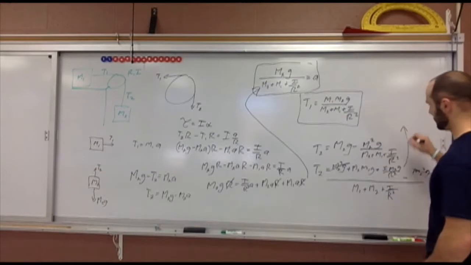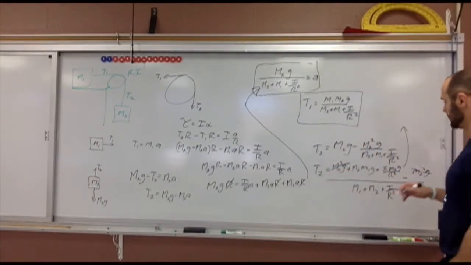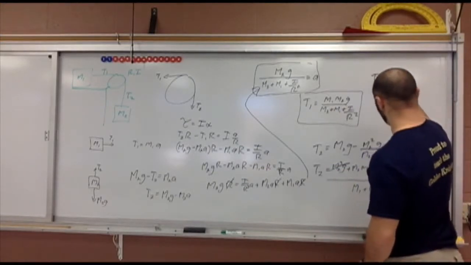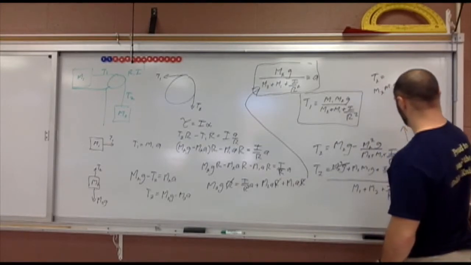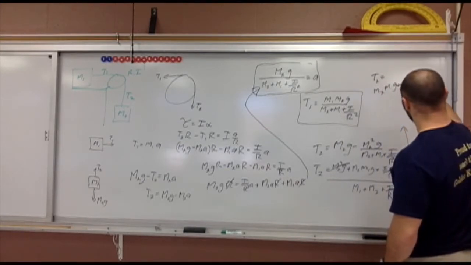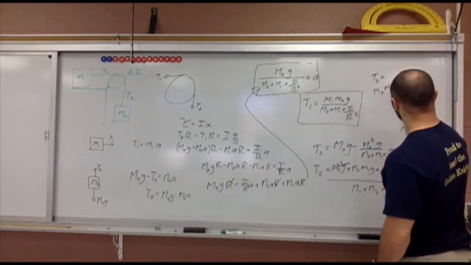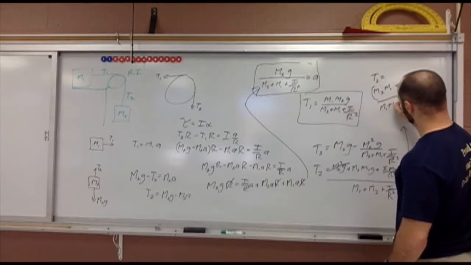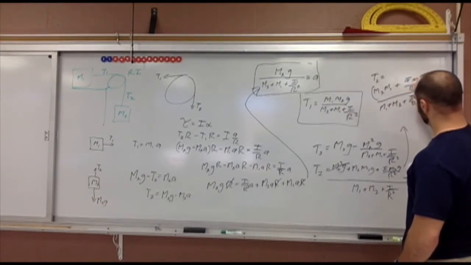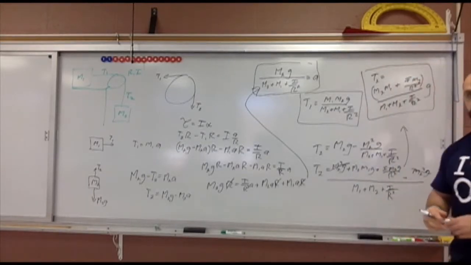And I'm left with, this is really bad use of board space, by the way. If you're a teacher, don't take notes on how to do this. So T2 is M2 M1G plus I M2, actually let's take G out, I M2 over R squared, all over M1 plus M2 plus I over R squared times G. So that's T2. Really messy.